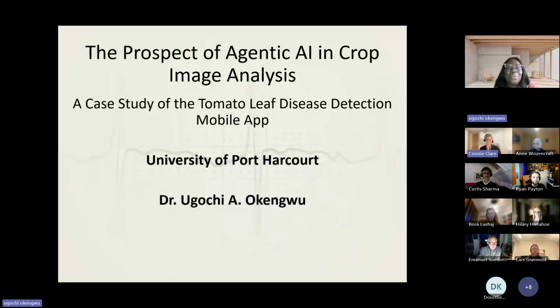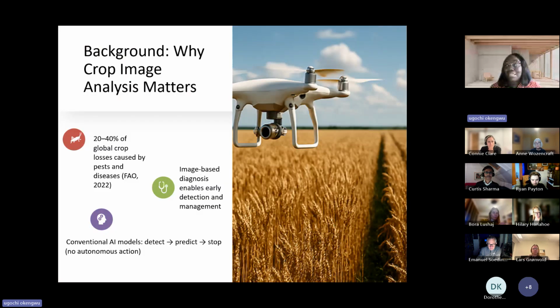So the topic is the prospect of agentic AI in crop image analysis, a case study of the tomato leaf disease detection mobile app that we developed. Connie has given a lot of background about agentic AI. For crop image analysis, we know that global crop losses caused by pests and diseases are a good percentage around the world, and image-based diagnosis enables early detection and management.